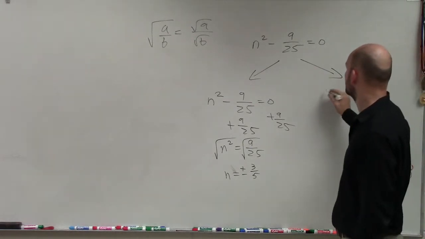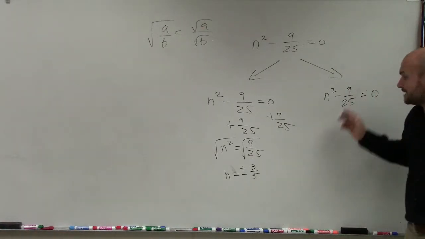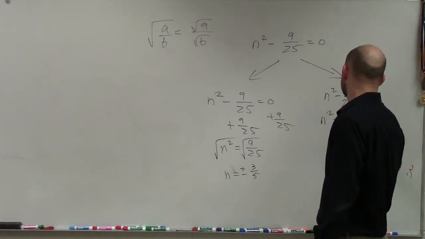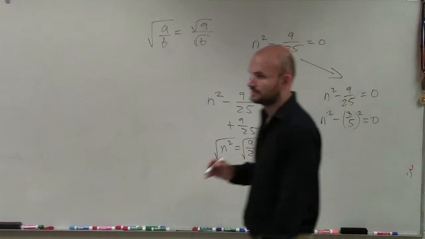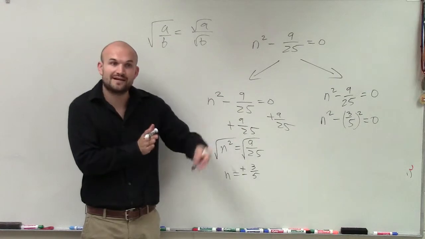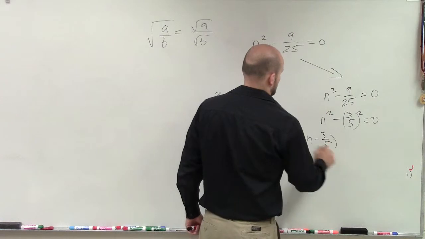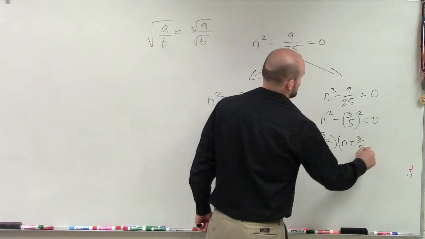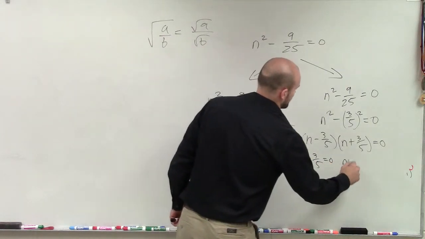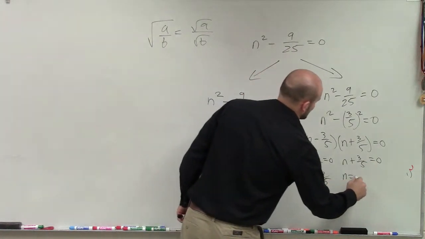The other method that I was showing you, and I think the other way you can do this, is to determine: can I rewrite this as a difference of two squares? Well, yes, we can write this as n squared minus (3/5) squared equals 0. So now it's a difference of two squares. A squared minus b squared, the factored form is a minus b times a plus b. So this would be n minus 3/5 times n plus 3/5 equals 0. Use the zero product property. Therefore, n equals 3/5, n equals negative 3/5.